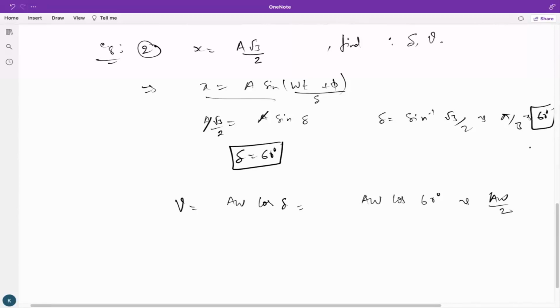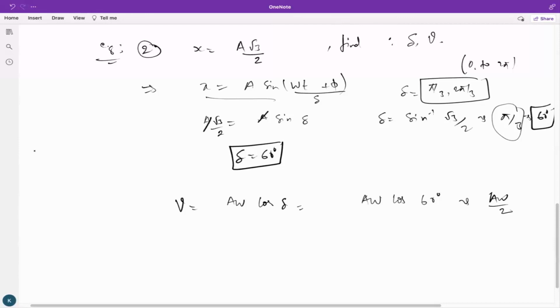But there is a thing: is pi by 3 the only value at which the sine value is root 3 by 2? There is one more value, right? If I am talking about the range of 0 to 2 pi, there are two values at which the sine value is root 3 by 2. One is 60 degree and one is 120 degree. That means one is pi by 3 and the other one is 2 pi by 3. So here del may have two values.